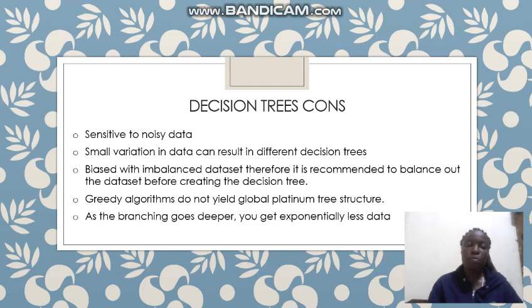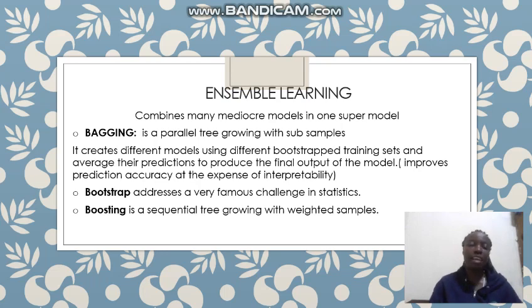Then the cons, we have sensitive to noisy data, small variation in data can result in different decision trees, biased with imbalanced data set, therefore it is recommended to balance out the data set before creating the decision tree. Then the greedy algorithms do not yield global optimum tree structure, as also the branching goes deeper, you get exponentially less data.